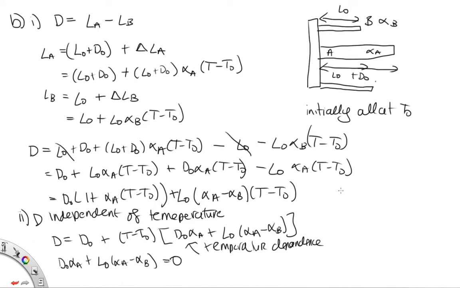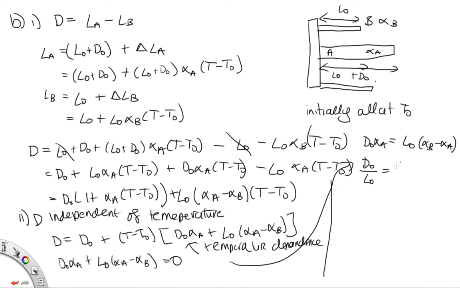So let's give ourselves some more space over here. We've got D naught alpha A is equal to L naught (alpha B minus alpha A). I've just switched around the order of these to make up for that negative sign. And we're asked in the question to find D naught on L naught. So D naught on L naught is equal to (alpha B minus alpha A) over alpha A. So this is equal to alpha B over alpha A minus alpha A over alpha A, which is minus 1. And so that's the answer to this question.